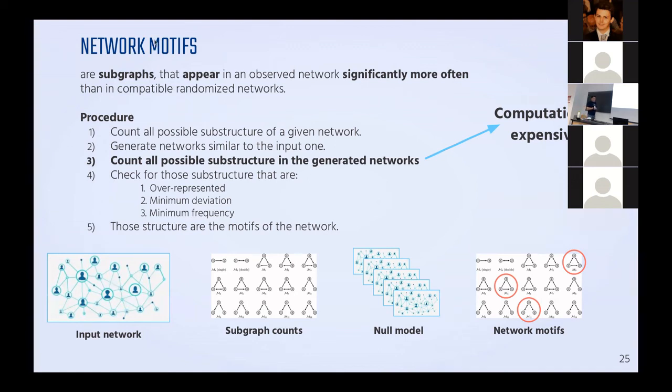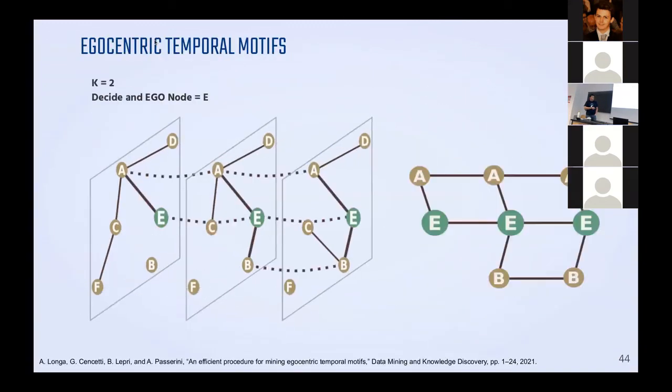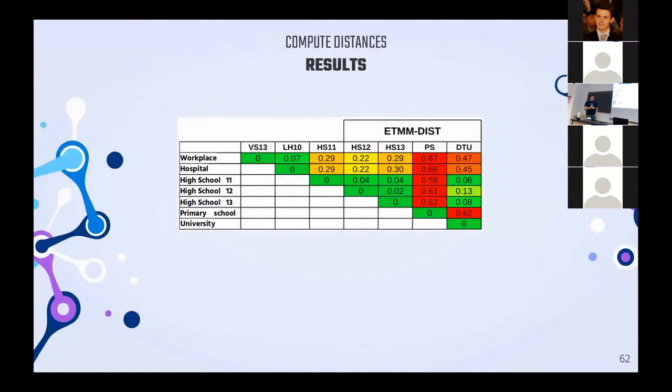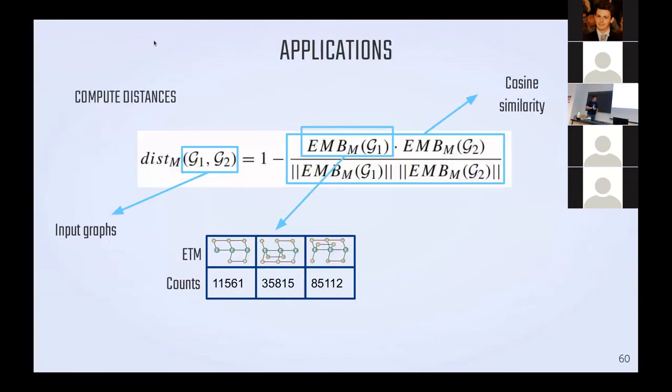So for instance, when I show this picture, I do not remember in memory the size of the embedding we used. But in the paper, we show that with only 3 of these, you can basically obtain the same results. So in comparison with all the possible egocentric temporal motifs, we use only few of them.